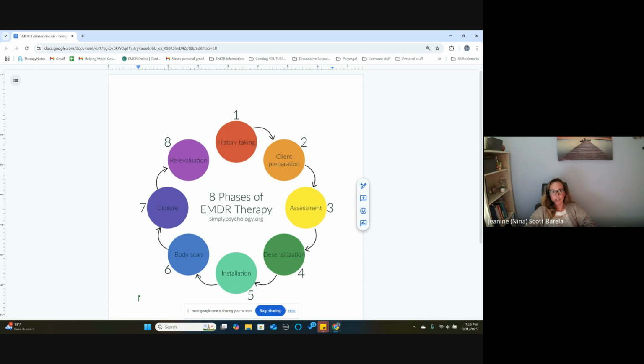EMDR, in addition to its desensitization qualities, has a resourcing quality. So, slow tapping while focusing on something that's positive or enjoyable or joyful can actually enhance those feelings too. And that's something that your therapist may also work on with you during the EMDR treatment process.